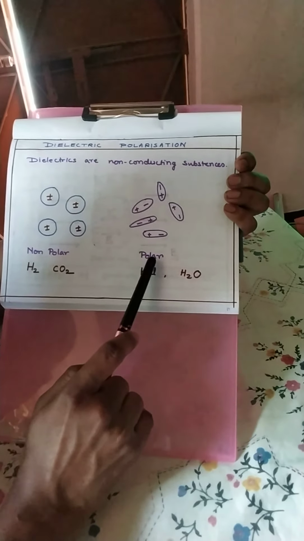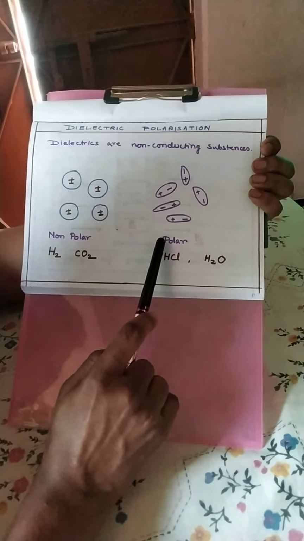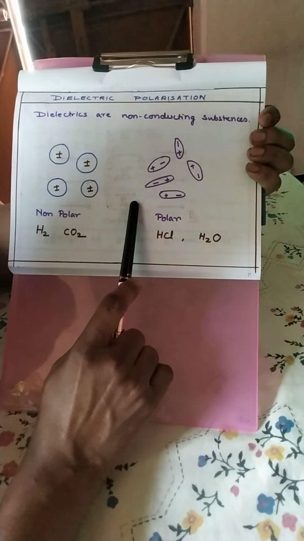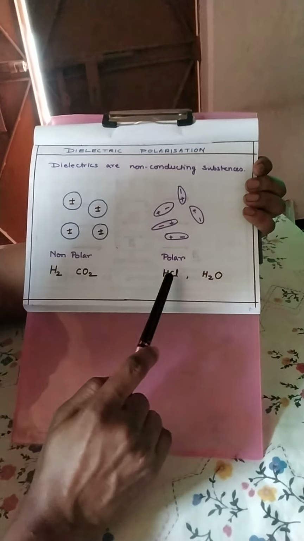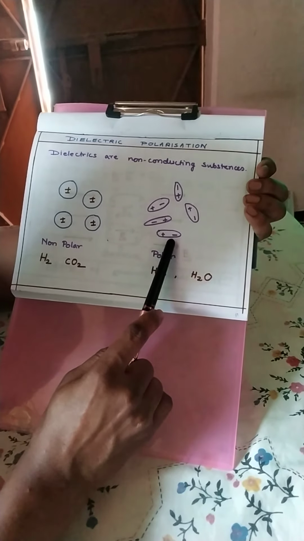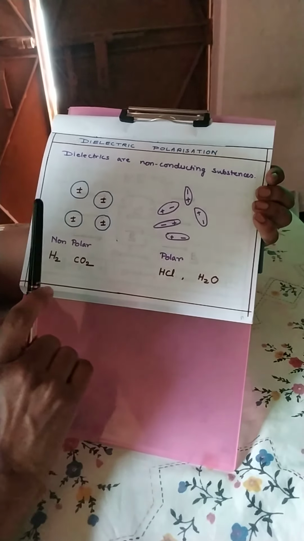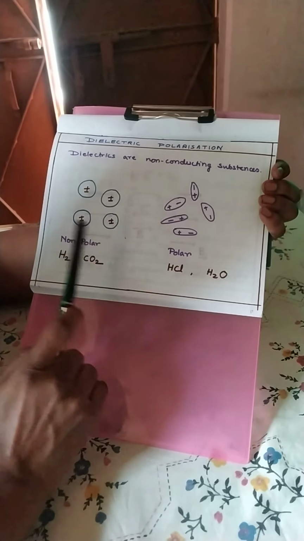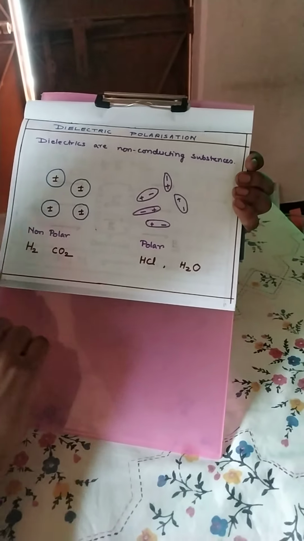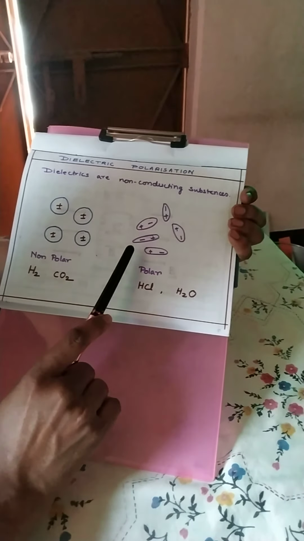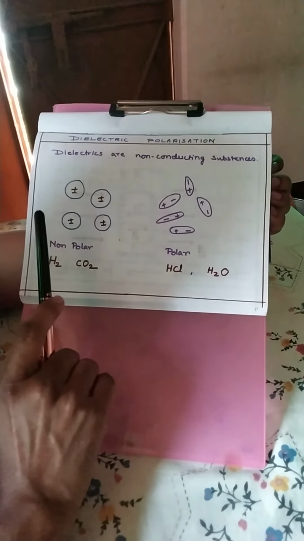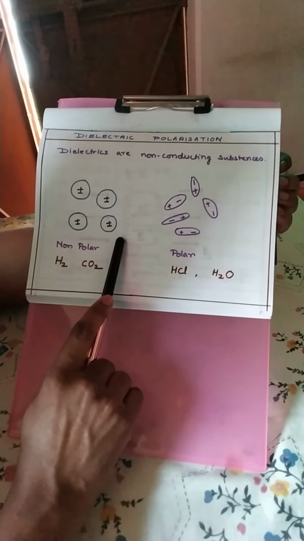When the center of gravity of positive charge and the center of gravity of negative charge are a little separated, then they are called polar. HCl is a polar covalent compound, so it forms a polar dielectric. H2, both H, therefore it is a non-polar dielectric. These are the two types of dielectrics. Now we will discuss what happens when an electric field is applied to dielectrics.